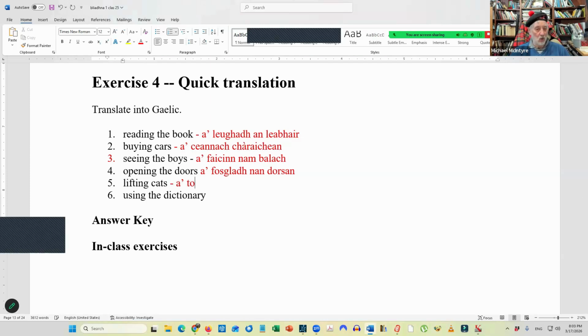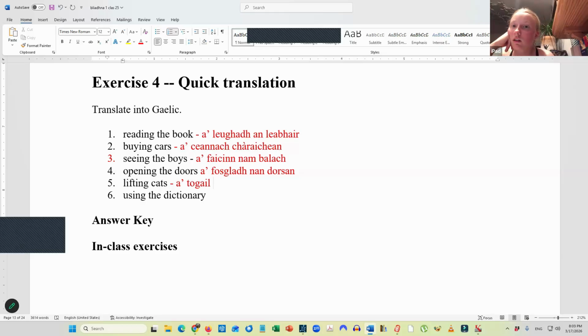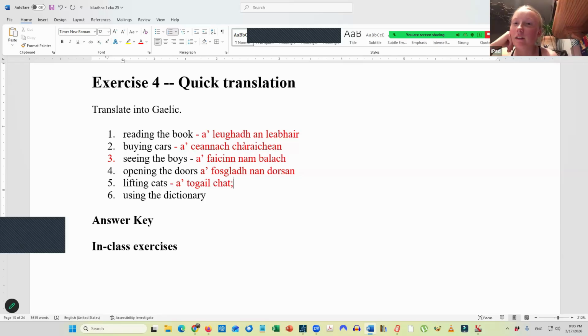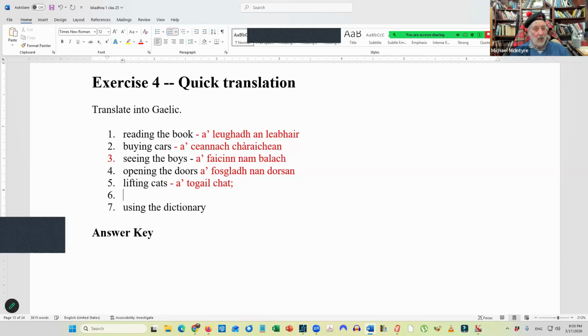Lifting cats, a total chat. We're just talking about it. It would be a total chat. Yeah, very good. Professor, why would you say hot instead of hotch? A total chat is lifting a cat.